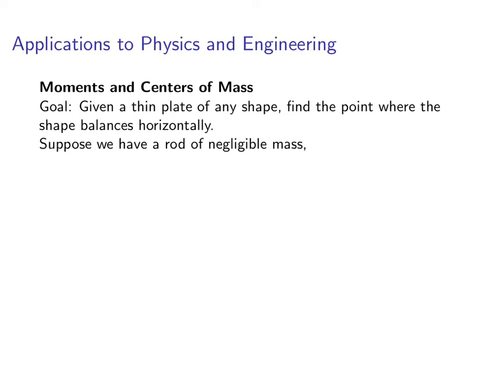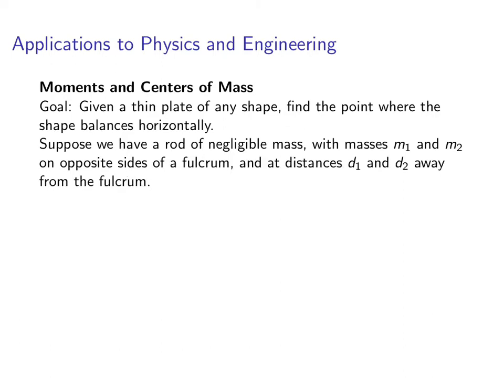This is a long, thin stick of negligible mass, and it has masses m1 and m2 on opposite sides of a fulcrum. They'll be at distances d1 and d2 away from the fulcrum. A fulcrum is a point at which things can tip one direction or another. Here's a picture. You see that we have two masses and they are a certain distance away from the fulcrum. In this picture, d2 is a little bit bigger than d1.